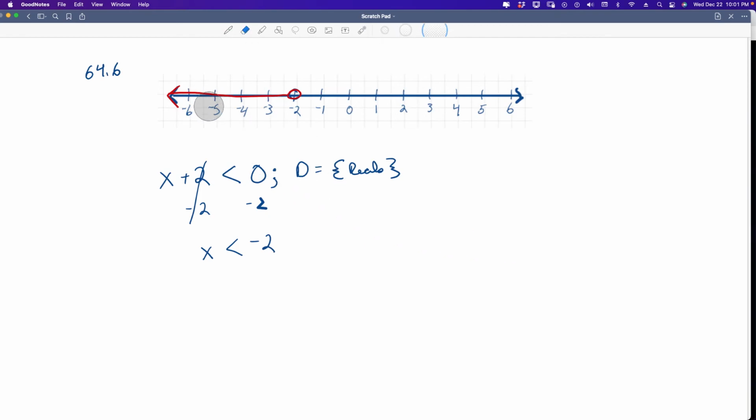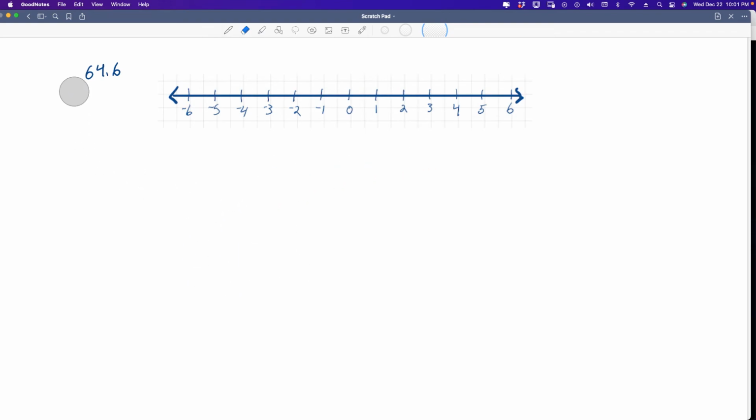Okay? So let's look at another one. Let's look at 64.7. And this says x minus 3 is greater than or equal to negative 5. And the domain is equal to integers only. So that means, looking at the domain, that we are not going to graph on the line, we're just going to put dots on numbers. Okay, that's what that means.